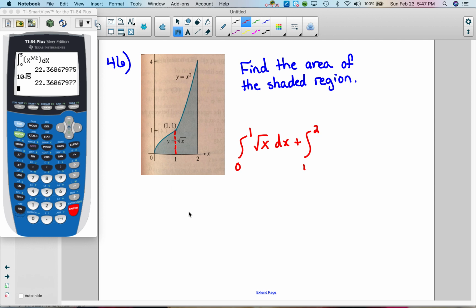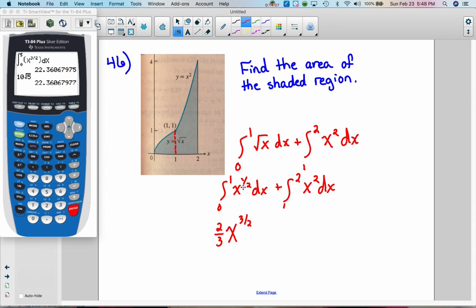We don't have to worry, there's nothing below the x-axis like on that last problem. X squared dx. So again, I can think of this as x to the 1/2. So when we do the antiderivative, we're going to get x to the 3/2, divided by the new power, which means I multiply by the reciprocal, and you can verify you would get that from 0 to 1. And here we're going to have x cubed over 3 from 1 to 2.